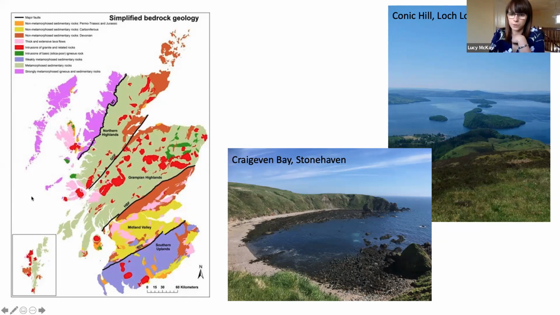rocks of different ages. So if you're ever driving up north on the A9 and you go from low-lying flatland in the Midland Valley, and you then come into the hilly terrain, you know you've crossed the Highland Boundary Fault as it separates these distinct terranes. This picture here shows the fault running through the middle of the bay at Stonehaven, and this image on the right shows the Highland Boundary Fault if you're standing at the top of Conic Hill on Loch Lomond, and you can see it's marked by these lines of islands running through the middle of the loch.